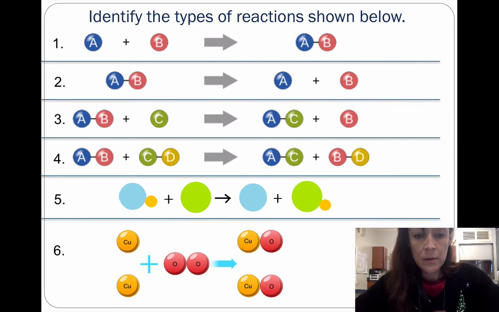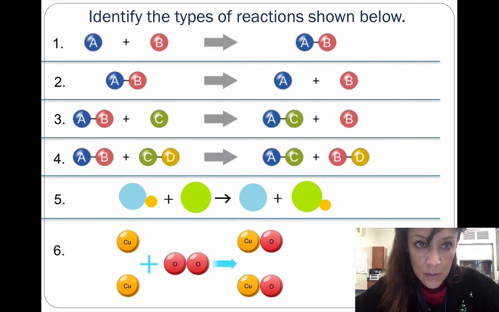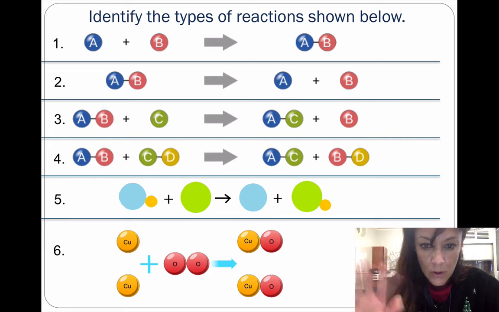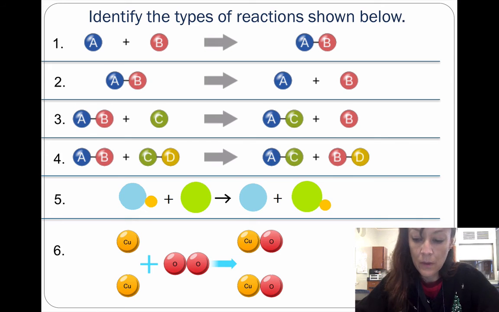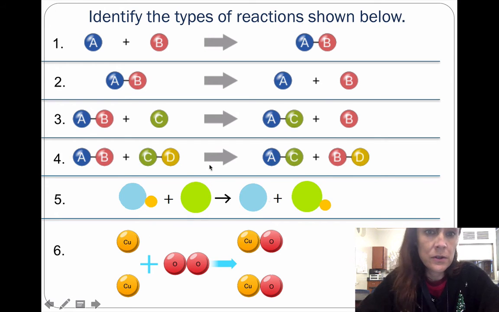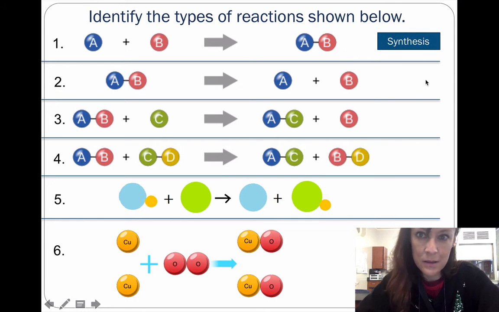Make sure that you take a moment. You can stop to identify the types of reactions shown below. You can pause this, go through it, and then I'll show you the different answers. So for number 1, you can see that they combine, so that's a synthesis. Synthesis as in to make something, to combine it.